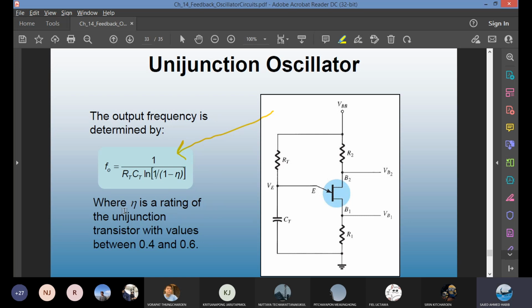What is BJT? Bipolar junction transistor. And then JFET is junction field effect. This is called the unijunction, just one junction. This value depends on the material.